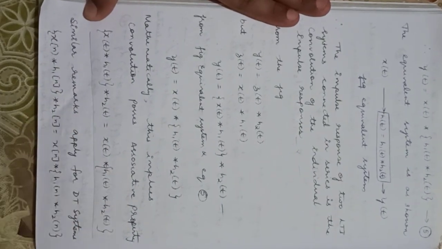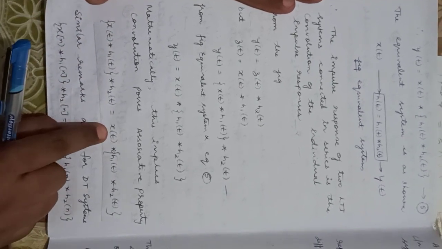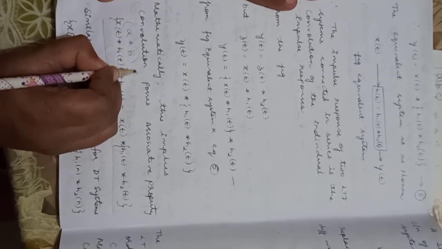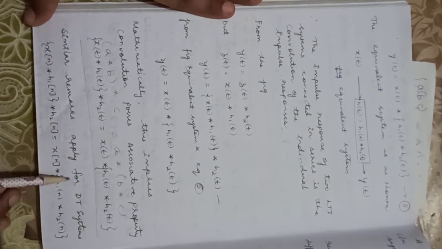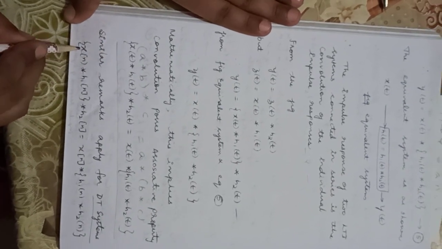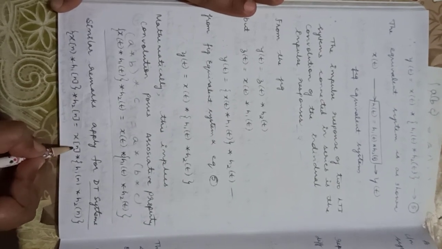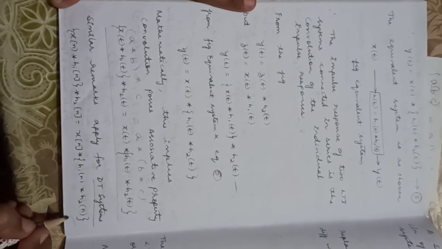the expression for the associative property: x of t convolution h1 of t, convolution h2 of t, is equal to x of t convolution the whole bracket of h1 of t convolution h2 of t. So this you can view as a convolution b convolution c is equal to a convolution of b convolution c. The same remarks you can apply for digital or discrete-time systems, where the terms will be x of n convolution h1 of n convolution h2 of n is equal to x of n convolution the whole bracket of h1 of n convolution h2 of n. Thank you.